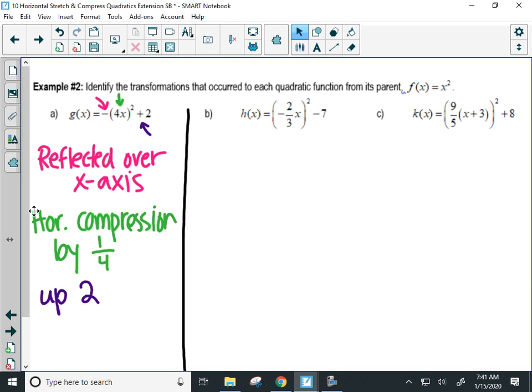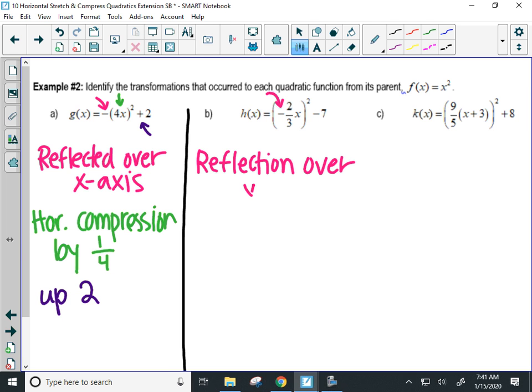Same kind of thing. I'll start here. The first thing I see is a negative, but the negative is inside the parentheses this time. So that is a reflection over the y-axis. The next thing I notice when I look here is I have a 2/3 in front of the x inside the parentheses.